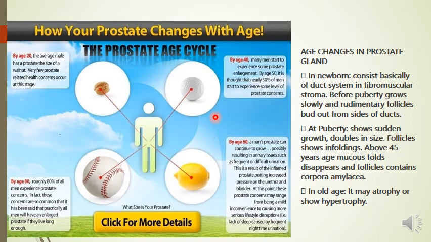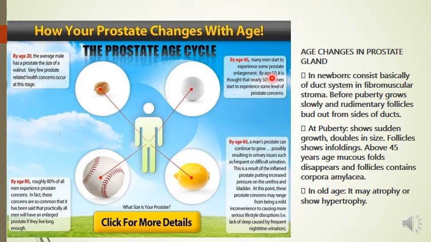Then age changes in the prostate. By the age of 20, the average male has a prostate the size of a walnut, this one. And very few prostate related health concerns occur at this stage. That means mostly there won't be any prostate related health concerns at this age. And by the age of 40, many men start to experience some prostate enlargement.